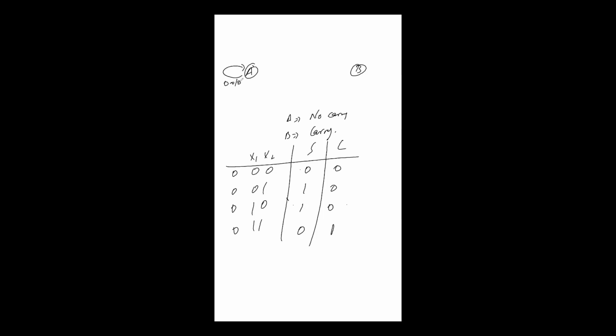0, 0, sum is 0. 0, 1, 1. And for the last, you see the carry is 1. So carry is 1, that means it is going from A to B. So 1, 1 is the input, output is 0.